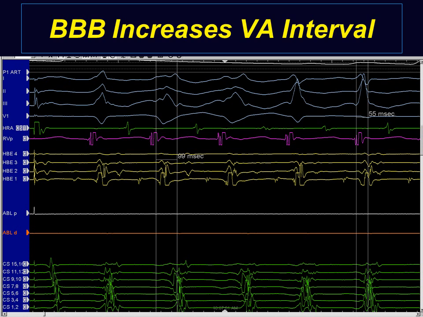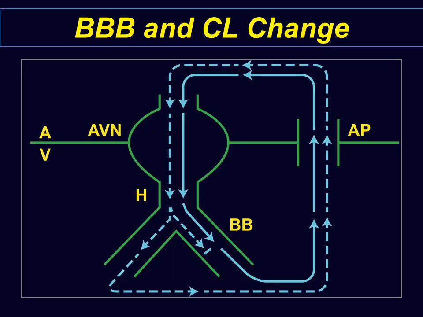The bundle branch block increasing the VA interval and slowing the cycle length of the tachycardia is very suggestive of an ipsilateral accessory pathway. It's fairly easy to understand this. As you go through the AV node, you normally conduct through the bundle and ascend up through the pathway to form a circuit. But when the left bundle is blocked and you go through the right bundle, you increase the path length to get back here, and that adds time and slows down the tachycardia. It's very diagnostic if this happens.